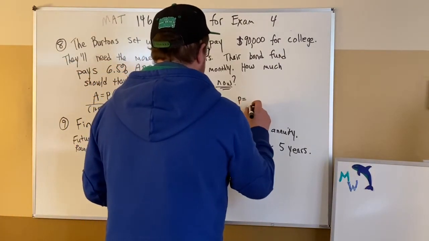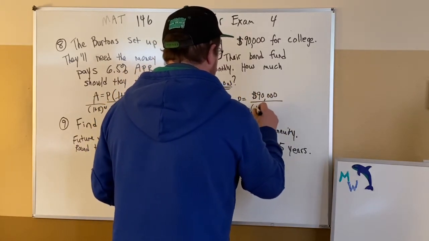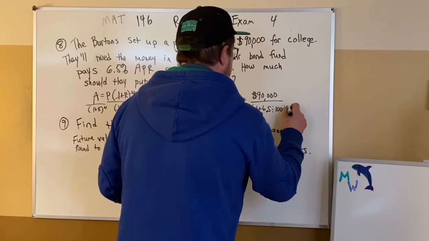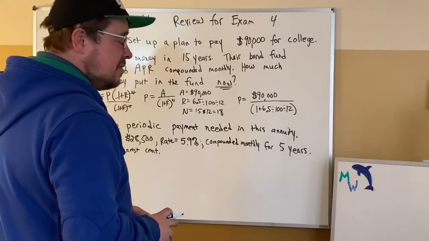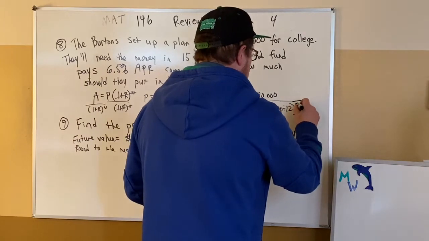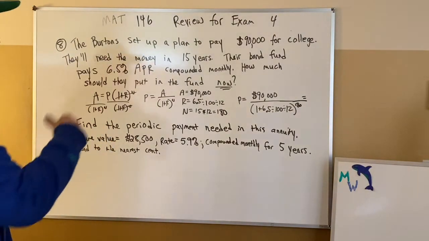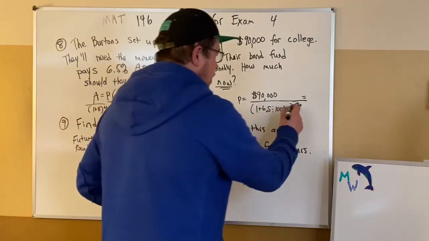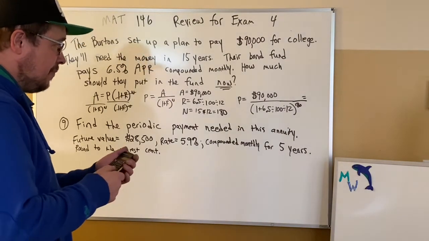So their principal they need to put in now is going to be the 90,000 on top. And then we're going to go with 1 plus 6.5, divide by 100, and divide by 12. All that's going to get me my factor for multiplying each time that interest is applied. And this was 180. So this is one time they're putting the money in. Now, they're going to go back and get a lot more money than they put in when they go pick up the 90,000. How much, which is less than the 90,000, are they putting in now?